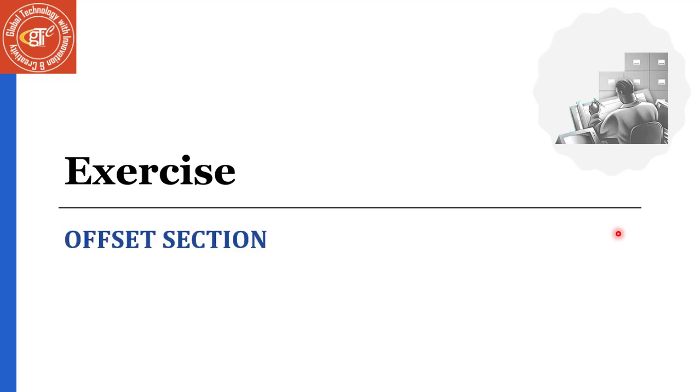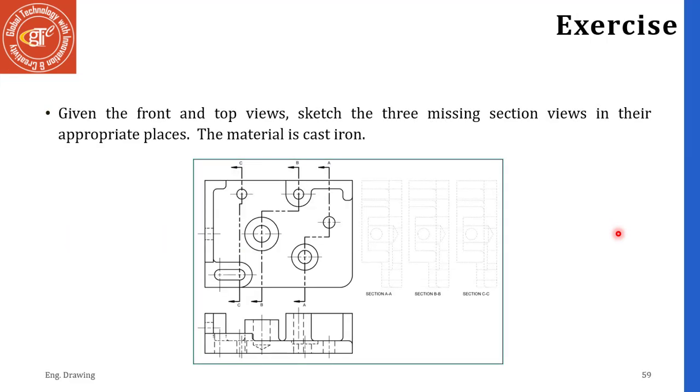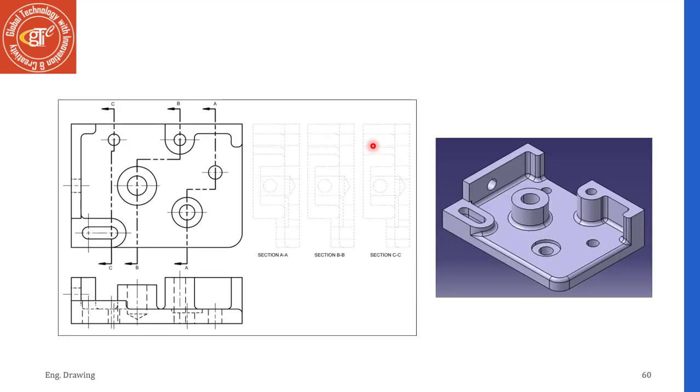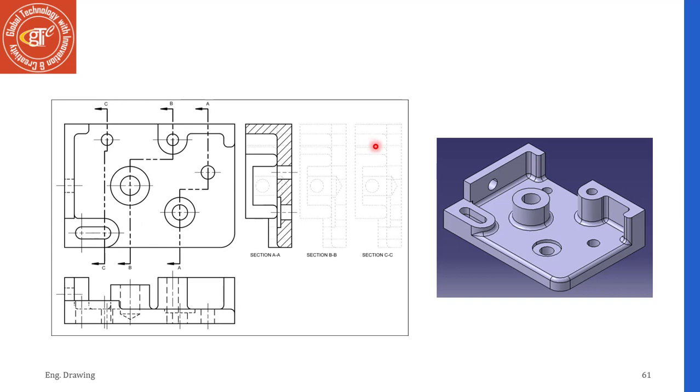Offset section exercise. We are given the front and top views. First we have to sketch the three missing section views in their appropriate places, and the material of the part is cast iron. So let's first draw section AA. Here is the section AA view that is shown on this side.